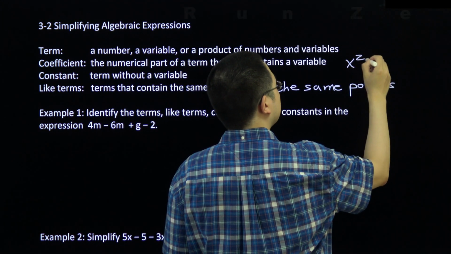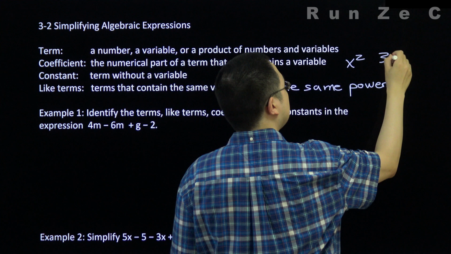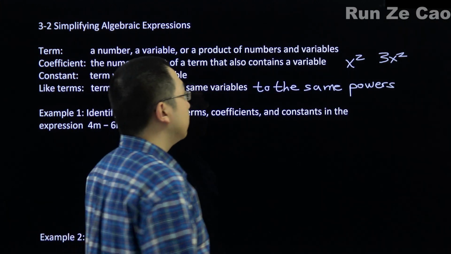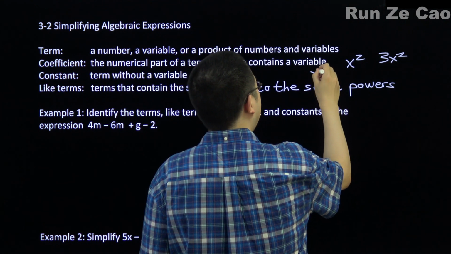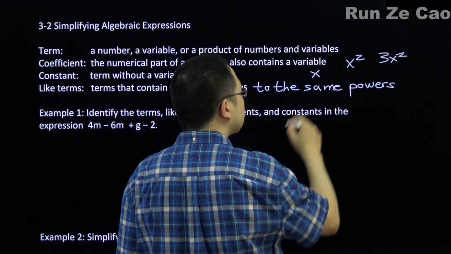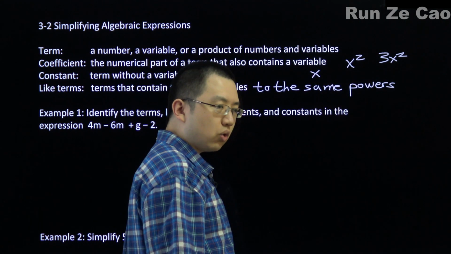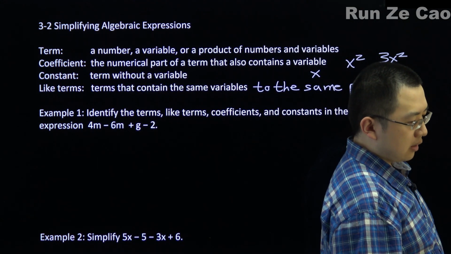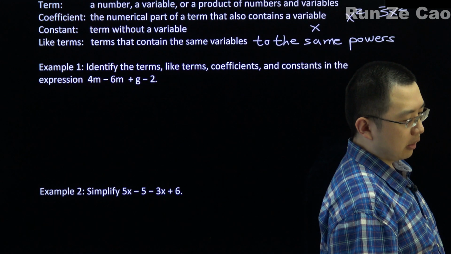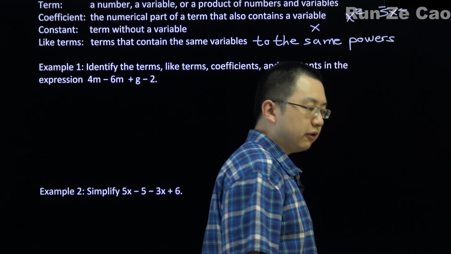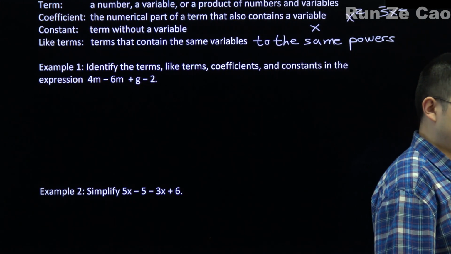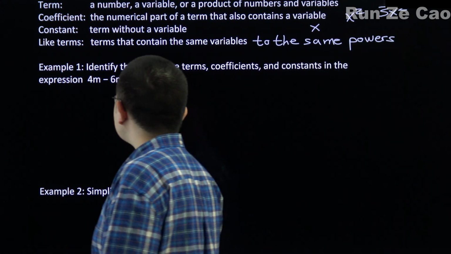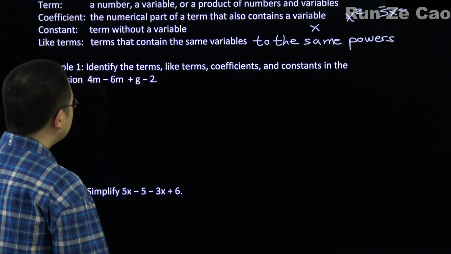For example, x squared and 3x squared are like terms, but x is not a like term of x squared. So x and x squared are unlike terms because they have the same variables but not to the same powers. Let's identify the terms, like terms, coefficients, and constants in this expression.